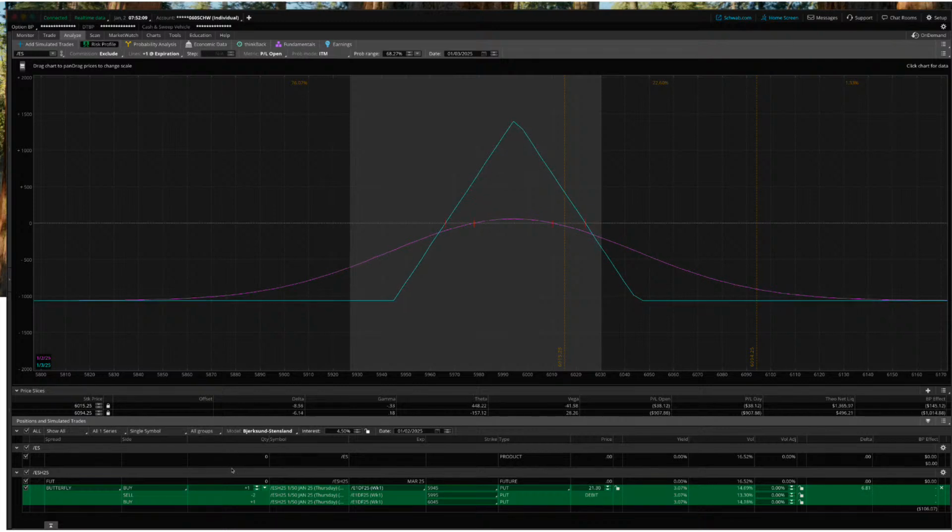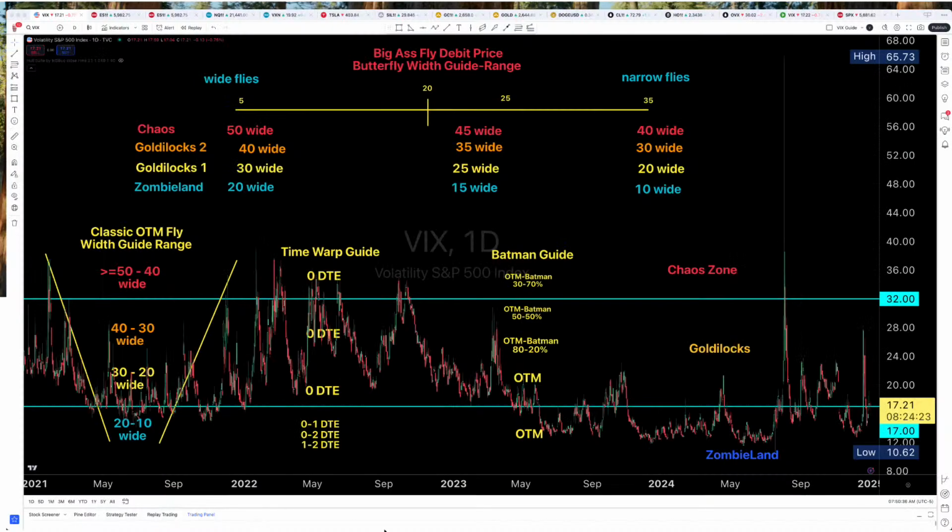So let's go back, knowing what it is now, and go back to our VIX chart. And we can see that 22 is right in the middle. So we won't use 20, we won't use 30, we'll use a 25 wide fly. That is more or less optimum for this morning. So any additional trade that we put on today will be a 25 wide out of the money butterfly.